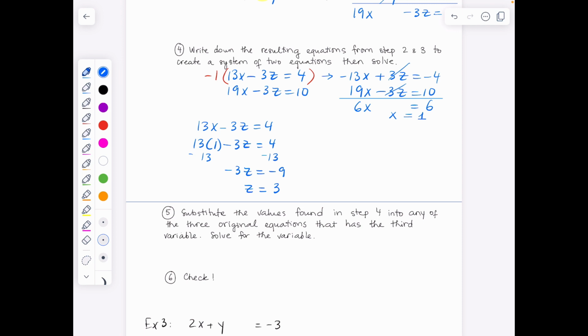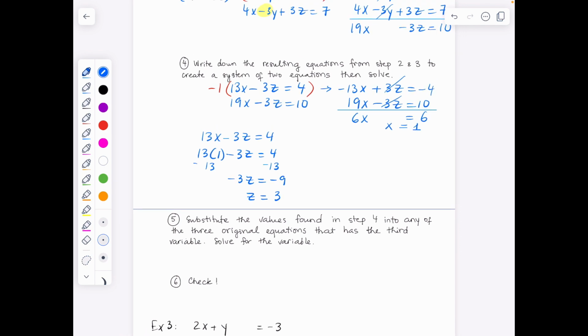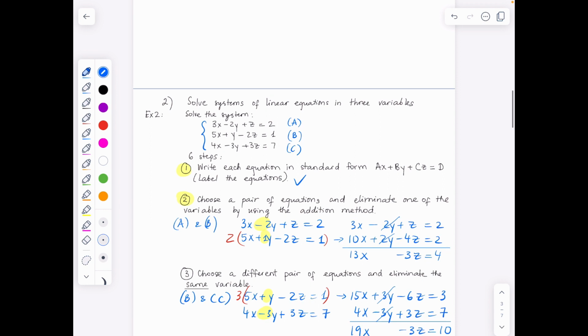Step 5. Substitute the values found in step 4 into any of the three original equations that has the third variable, which is the variable y, and solve for the variable. So y is what we have left. So let's look at the original equations again. And let's pick one of them. I'm going to pick the second equation.